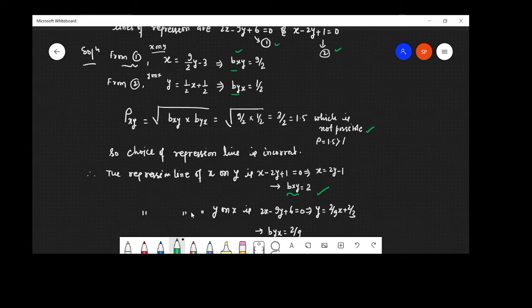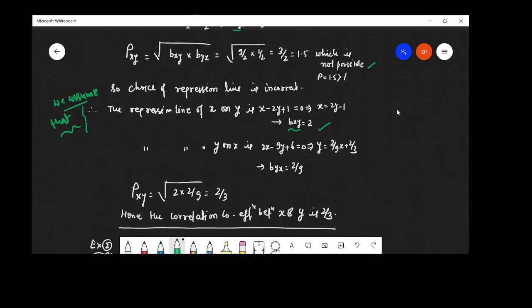And now the regression line of y on x is equation number 1, which is 2x minus 9y plus 6 equal to 0. Now we convert it to y on x. Therefore y is equal to 2 by 9 x plus c. This is the next assumption. So here the regression coefficient of y on x is equal to 2 by 9.